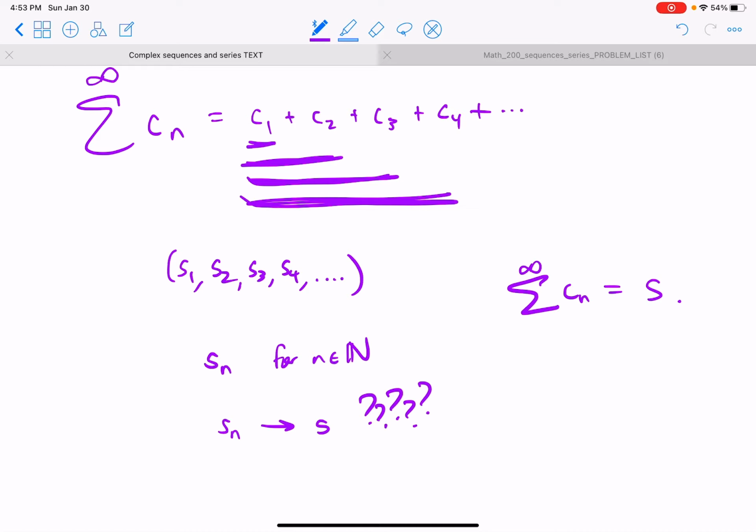Okay? So that's what we mean when we say 1 over n squared, summed over all the natural numbers, is equal to pi squared over 6. This is the value of the Riemann zeta function, zeta of 2. That's the exponent.